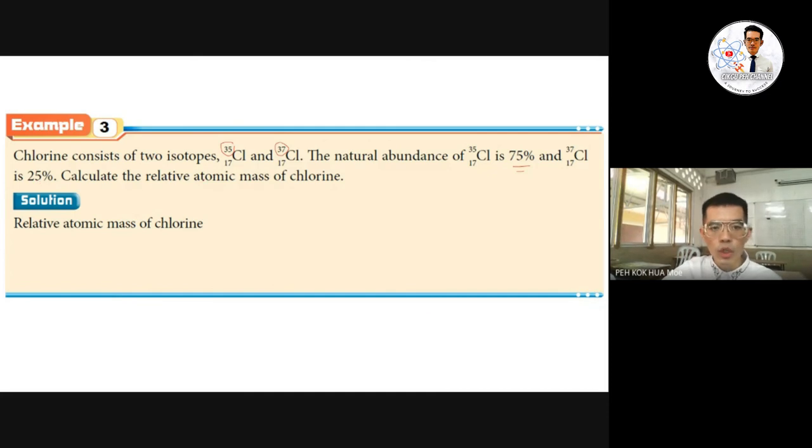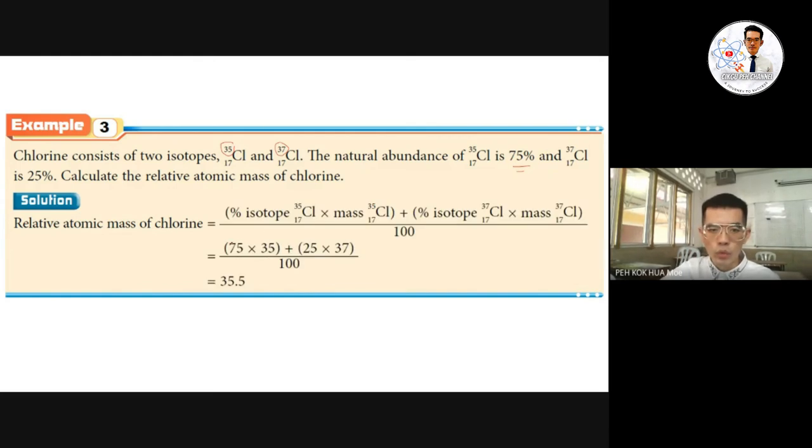So calculate the relative atomic mass of chlorine. For the formula, we multiply the percentage of isotope, which is 75, with its mass 35. And another one will be 25% together with its mass, which is 37. Okay, and then we divide by 100. So the relative atomic mass for chlorine is actually 35.5. Okay, so this is the average mass for chlorine in its natural abundance.